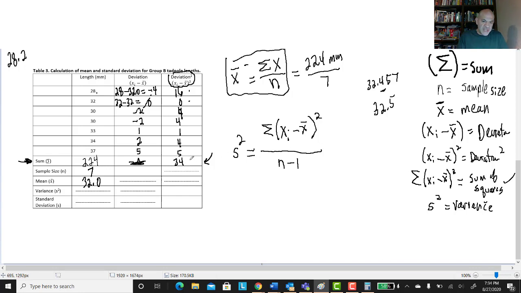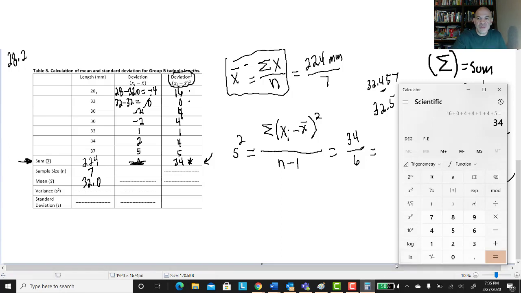So what's in this box right here is going to go on the top of that equation because this is the sum of the square deviations. So this is going to be 34. And you're going to divide by n minus 1, which is 7 minus 1. That's going to be 6. Okay. So your variance then is going to be 34, it's already on the calculator there, divided by 6.